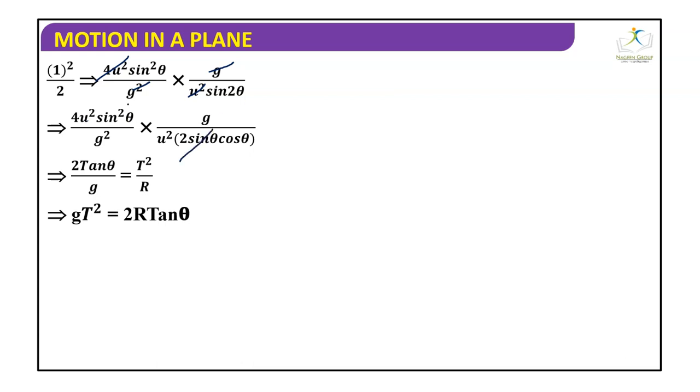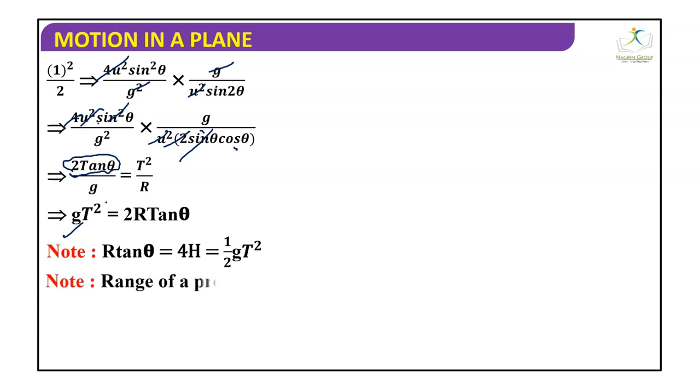Sin2θ we can write as 2 sinθ cosθ. Now here sinθ is remaining and here the cosθ. So the 2 and the u² we can divide. This comes to 2 tanθ divided by g equals t²/R. That means gt²/R = 2 tanθ, or gt² = 2R tanθ. R tanθ = 4H = 1/2 gt².